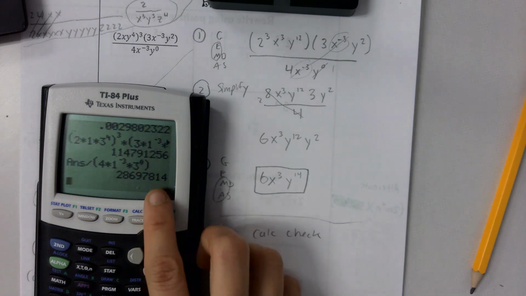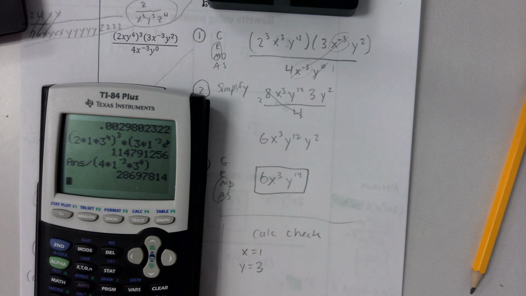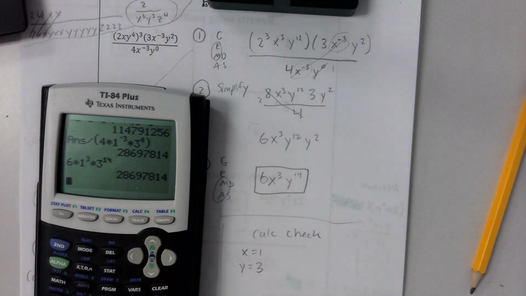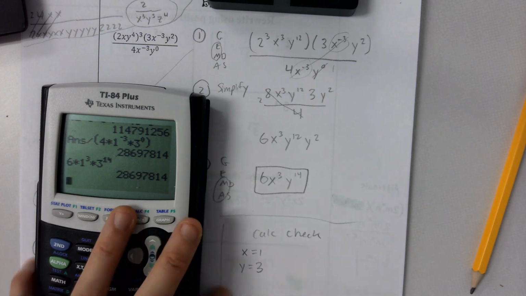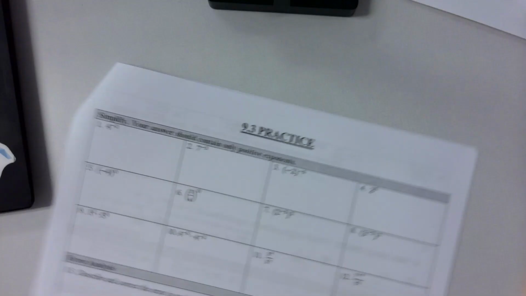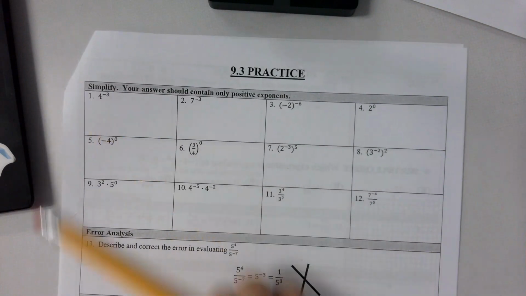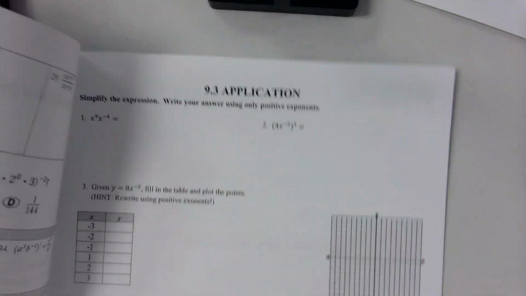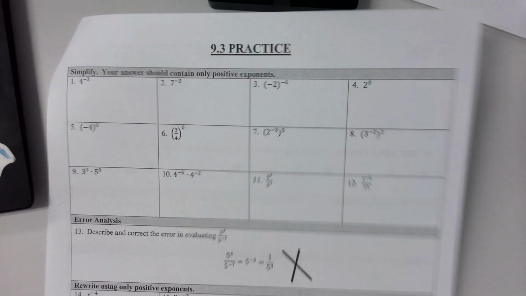So we get this huge number, right? And then let's try over here. 6 times 1 to the power of 3 times 3 to the power of 14. And we got the same number. So you can always do that. You can always plug in random variables. When you're trying to do variables, you can plug in a random one and see if it works. So I would suggest going through the practice problems, looking at the odds, and making sure you got this, because this stuff's really important and it's going to come back a lot.